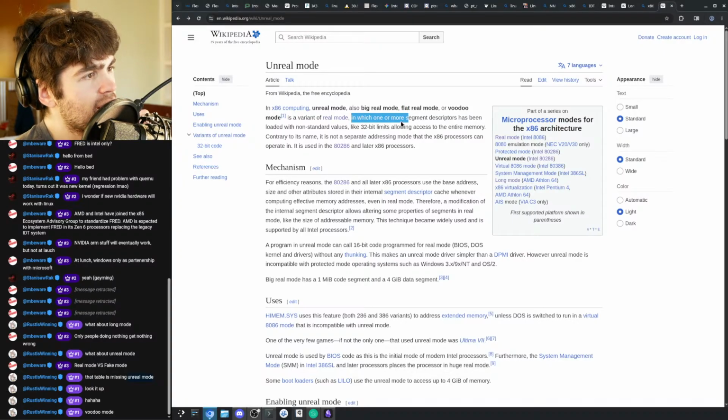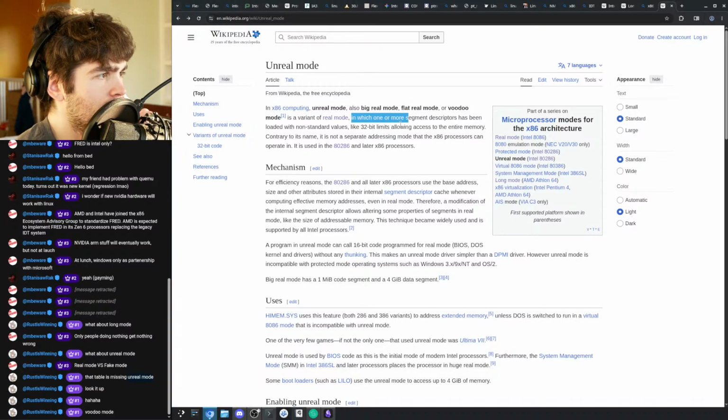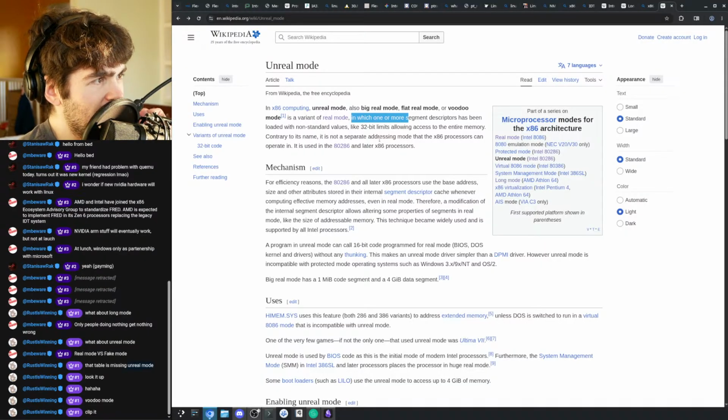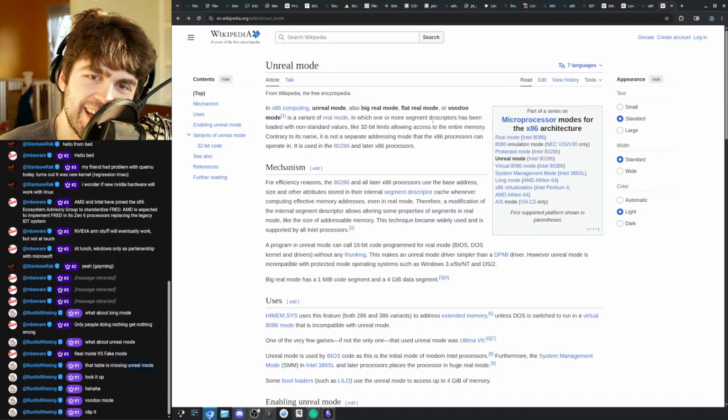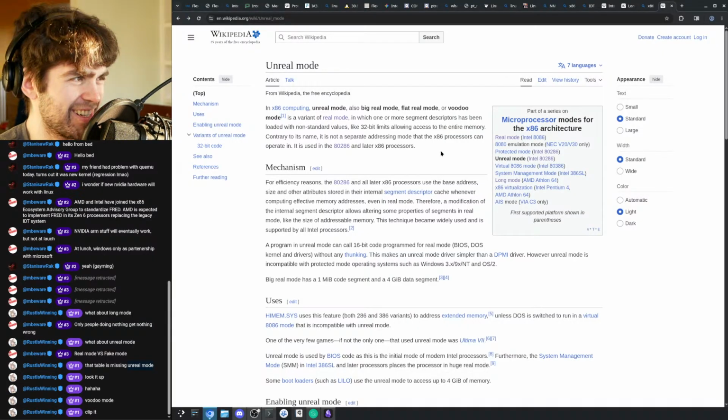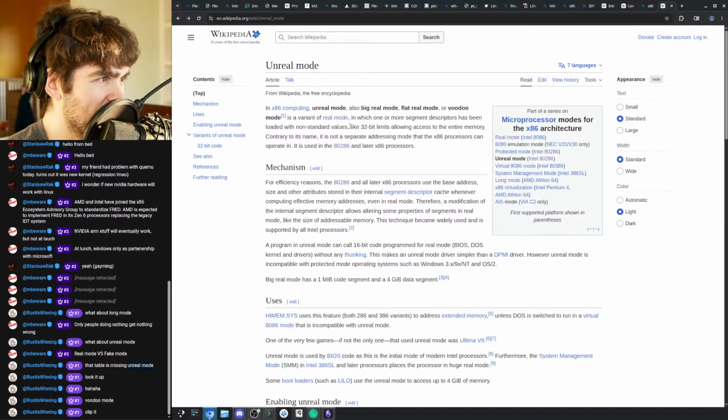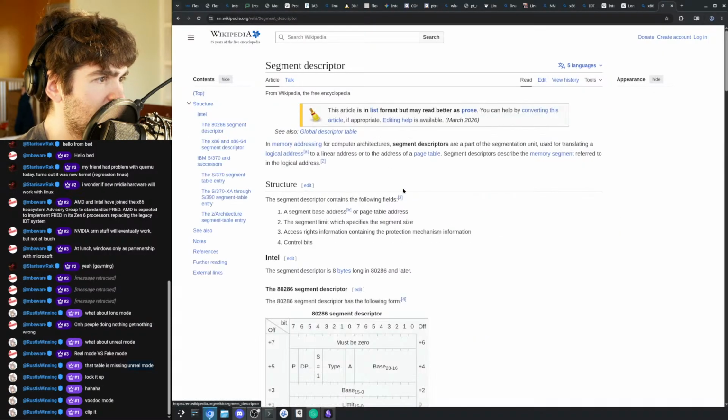In which one or more segment descriptor has been loaded with non-standard values. Okay. That sounds like in which we decided to fuck with you, just for the lols, for the love of the game. Like 32-bit limits, allowing access to the entire memory. Contrary to its name, it is not a separate addressing mode that the x86 processor can operate in. It is used in the 80. Okay. What is a segment descriptor?